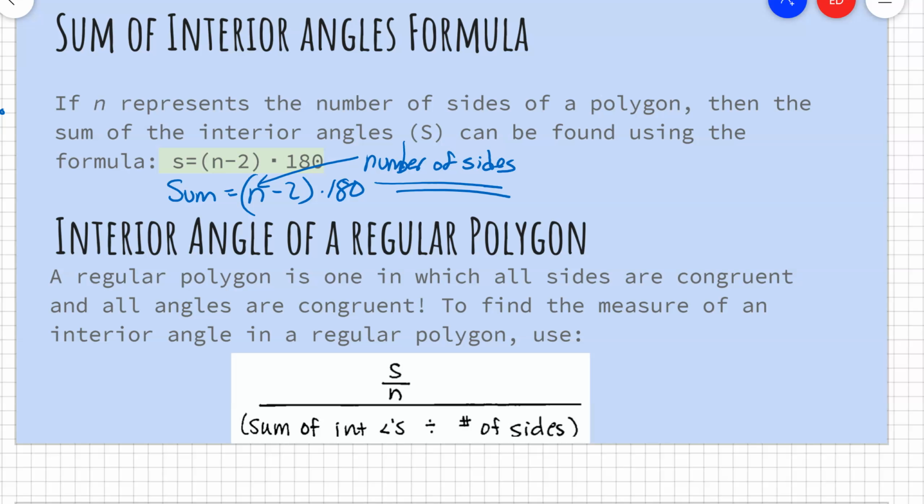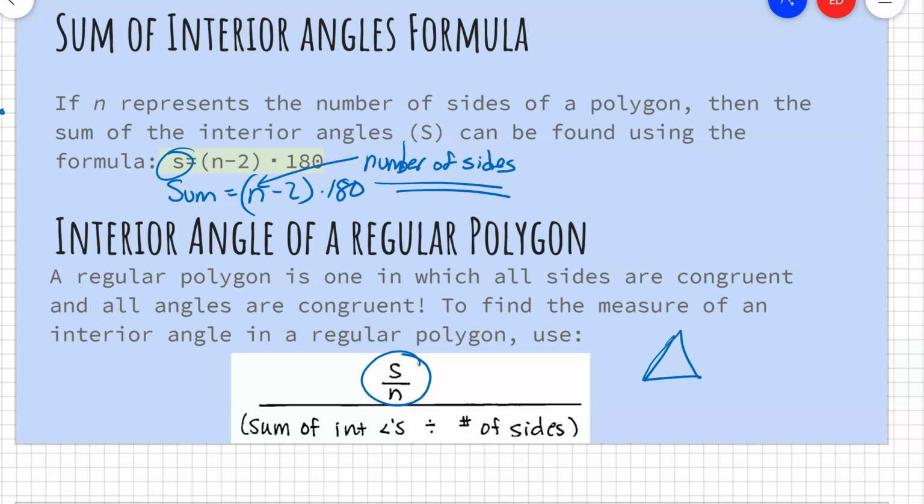Interior angle of a regular polygon. So a regular polygon is one in which all sides are congruent and all angles are congruent. To find the measure of an interior angle of a regular polygon, what we're going to do is take the sum of the angles, so this formula right here, and divide it by the number of sides. And that would give us one angle.